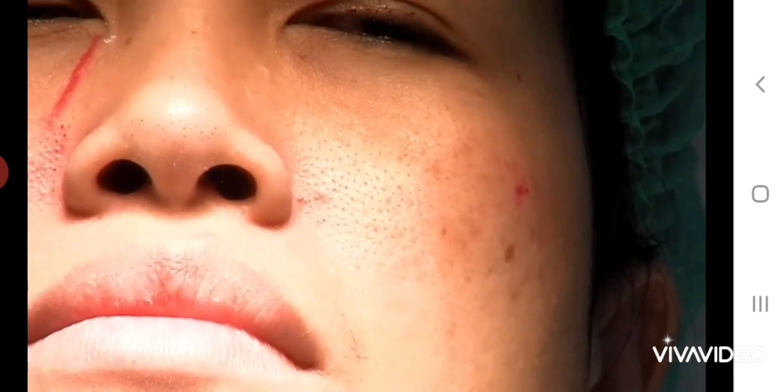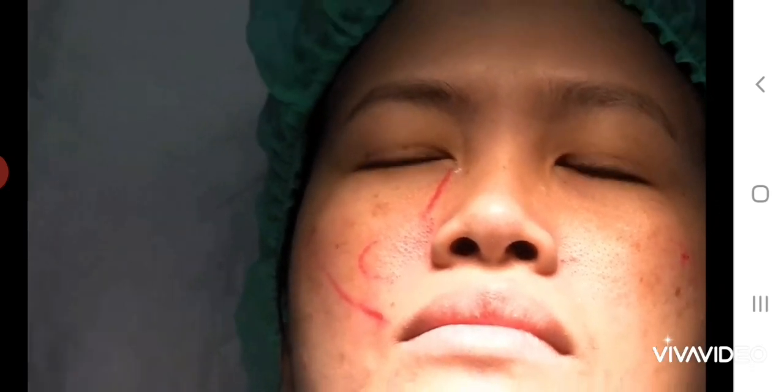If you understand this, you can apply it to the other muscles.